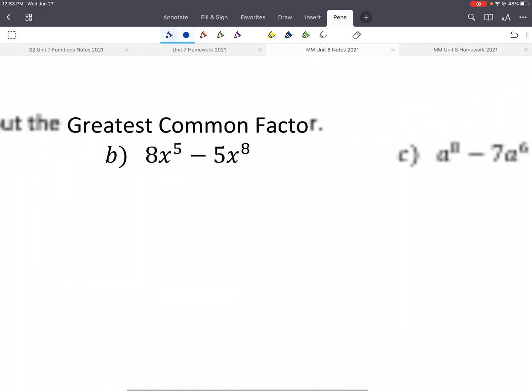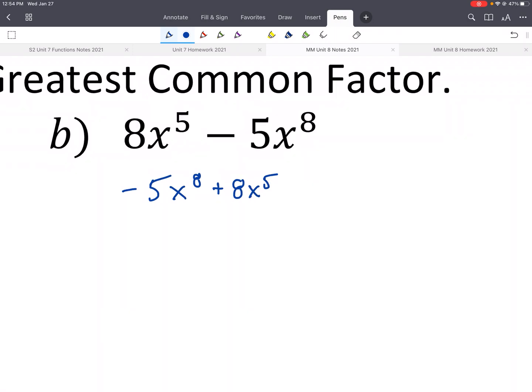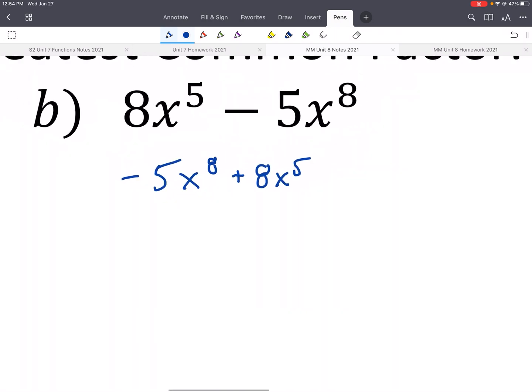All right, give B and C a try. All right, greatest common factor for the variables. Again, it's going to be your smallest. This is not in standard form. Okay, now it is. So we look at the variables. The smallest amount is x to the 5th. We can take 5 x's from both of those terms. So we'll have x to the 5th.